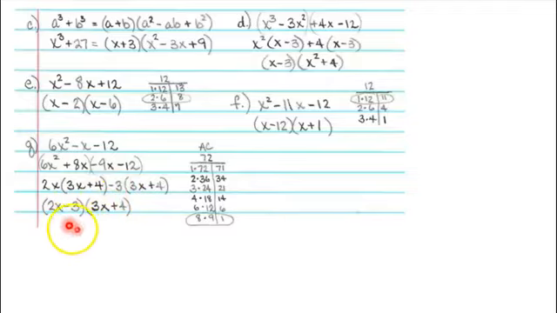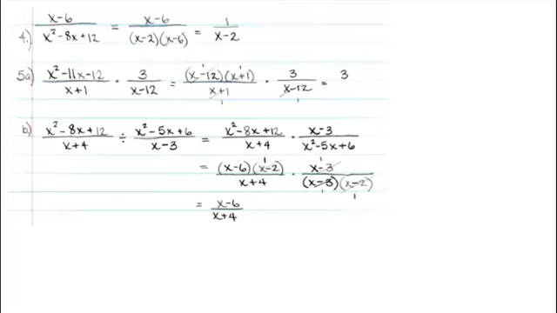Also notice that you can write these in either order. It can be 3x plus 4 times 2x minus 3 as well. All right, then they asked us to simplify.